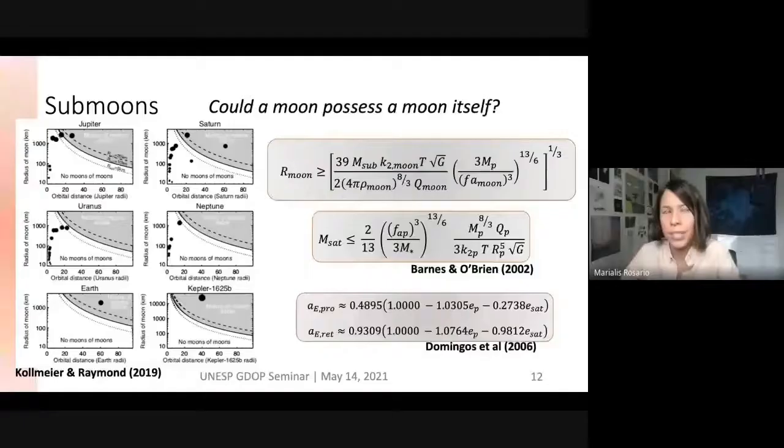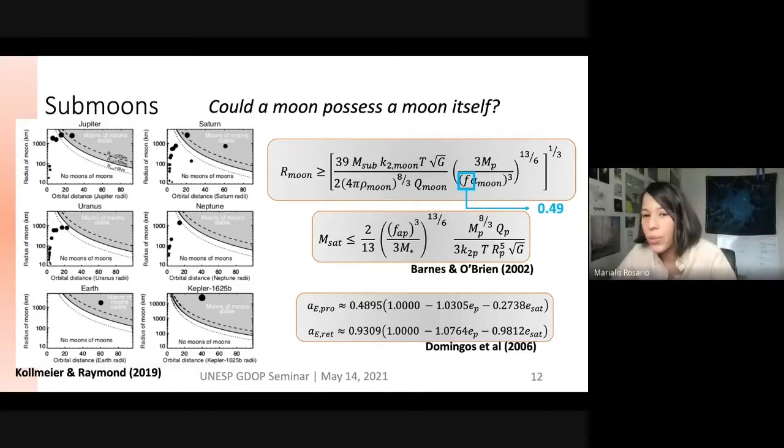I must emphasize that both these expressions depend on prior estimates of stability limits, and they use a scaling factor f, which is the fraction of the Hill radius. These are typically used, and they're analytical. They show an outer stability limit for submoons, and so they show that not just any moon could host submoons.